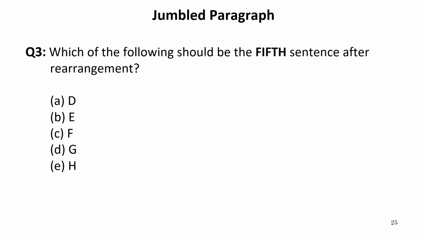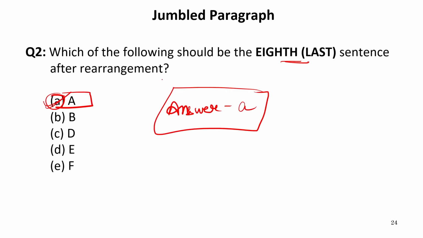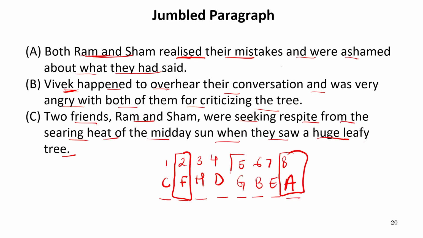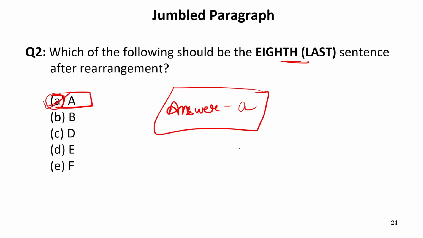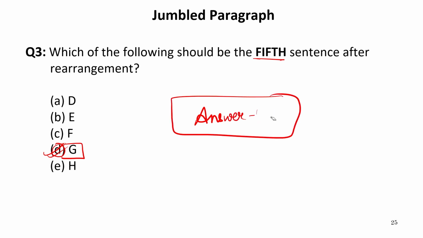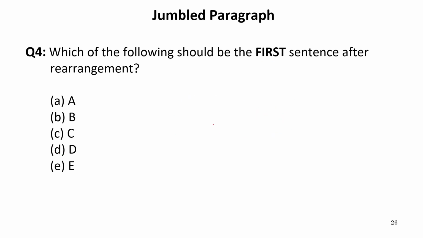Which of the following should be the fifth sentence after rearrangement? Now let us see the fifth sentence after rearrangement. So the fifth sentence is G. Let us see this in the given options. G is given in option D. So our answer is D, because the fifth sentence is G, which is given in option number D. Now let us move to the next one.